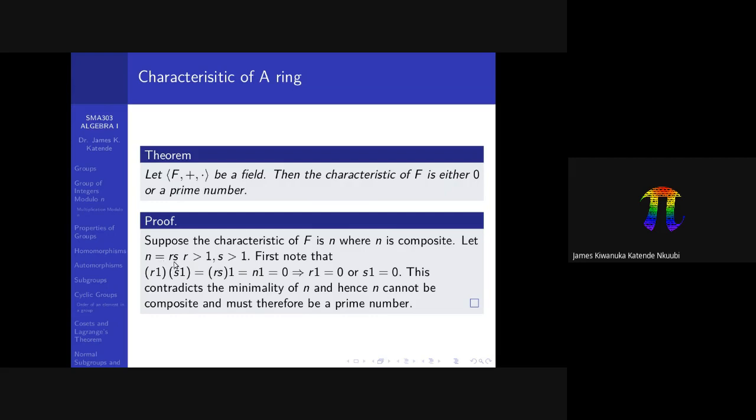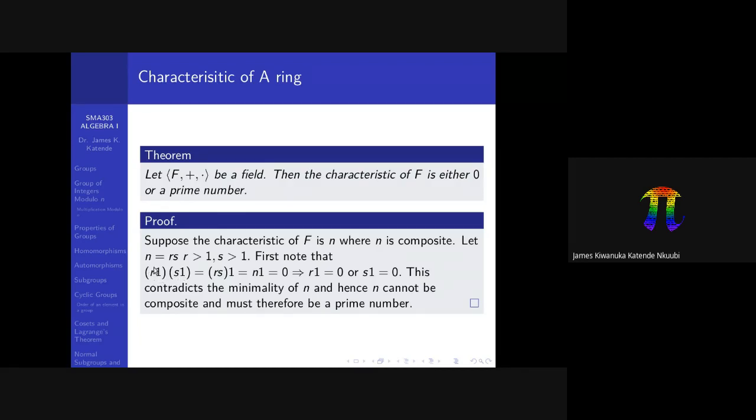So if it's composite, it's possible to write n as a product of 2 integers, where both of them are greater than 1. Both r and s must be greater than 1 if n is a composite number. It's always possible to find these 2 integers. So suppose n is equal to rs under these conditions. So if you add 1 to itself r times, and multiply it by 1 added to itself s times, you will get 1 added to itself rs times, right? You simply expand these brackets.